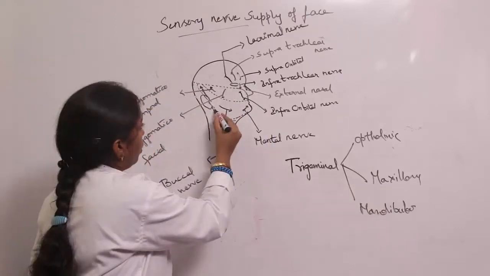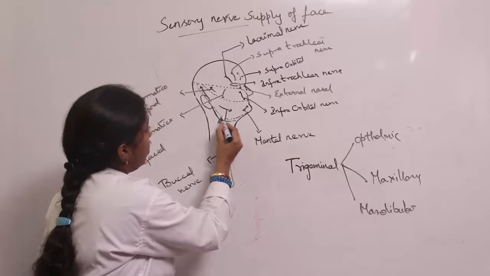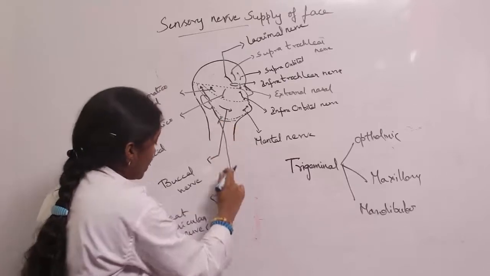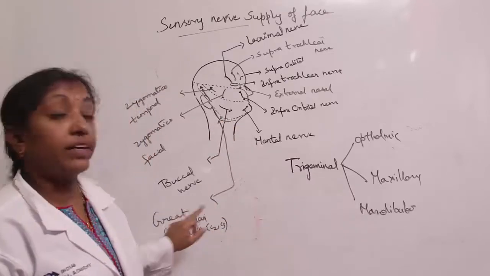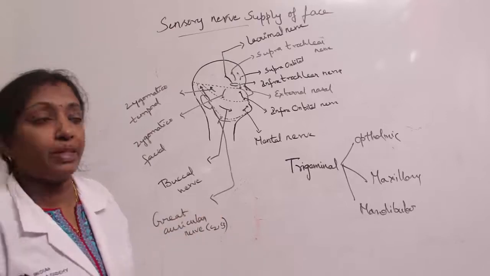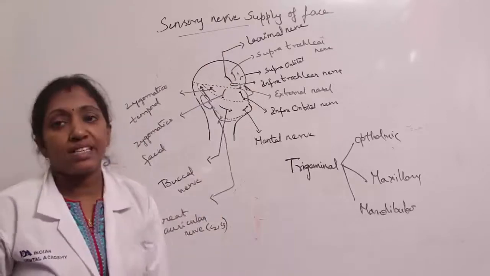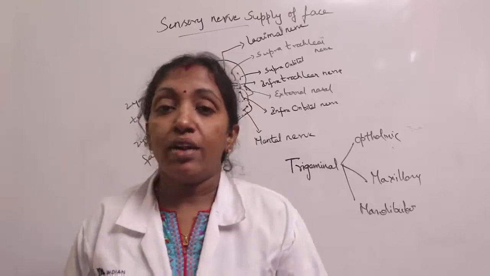Here is the angle of the mandible. The skin over the angle of the mandible is supplied by the great auricular nerve. All the remaining branches are derived from the branches of the trigeminal nerve.